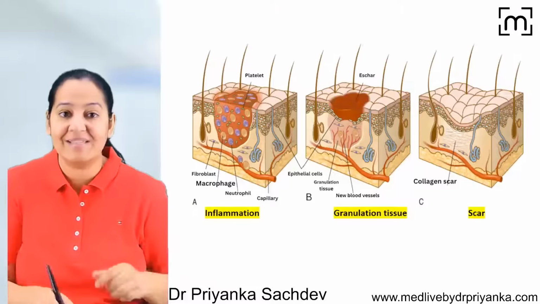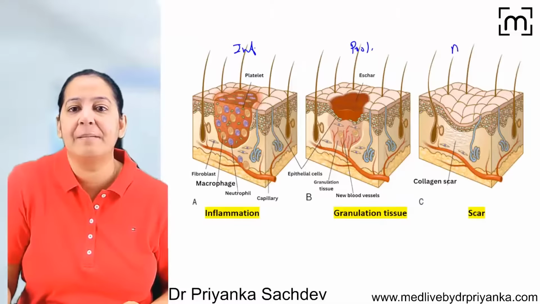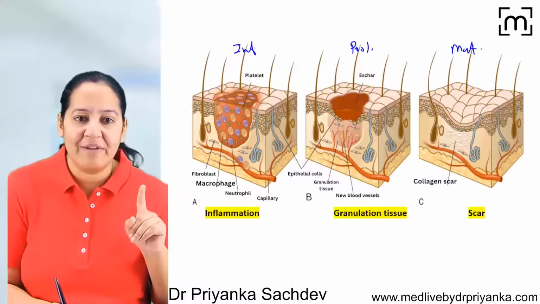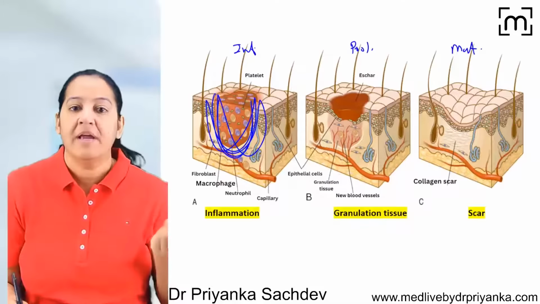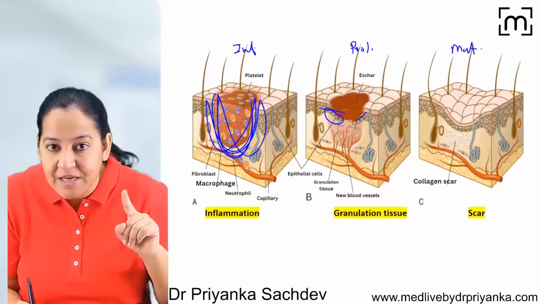What are the 3 phases? Say, ma'am: inflammatory phase, proliferative phase, maturation phase. The same diagram you can see. In the inflammatory phase, first platelets will come, then neutrophils, then macrophages. In the proliferative phase, epithelialization takes place. Appreciate the epithelium coming towards each other.